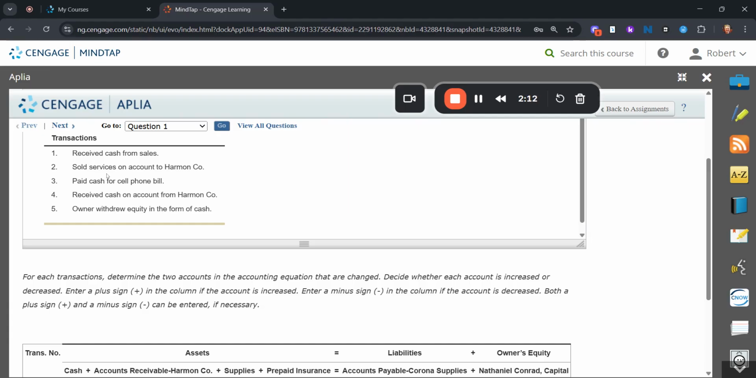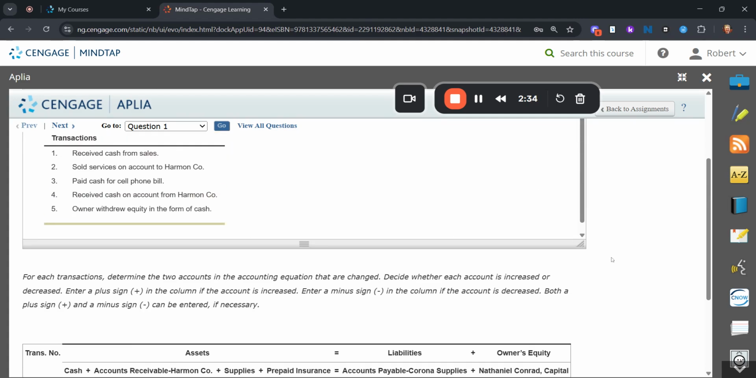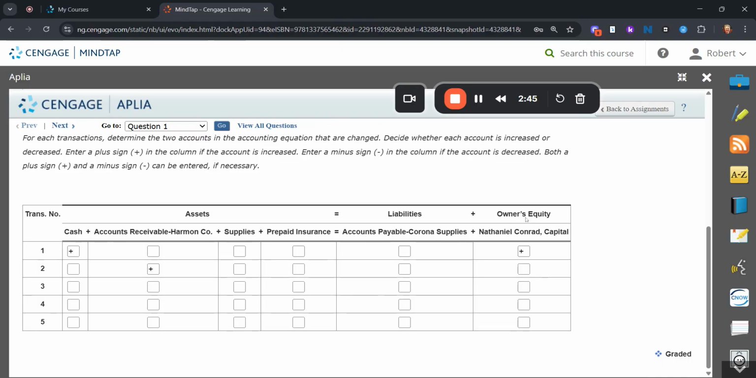So the amount of the sale, sold services, whatever that amount is, that has increased the amount that Harmon Company now owes the business. So the amount that they owe has increased. So that's a plus sign. And just like the first one, this is a sale. This is sold services. So any sale is going to go under owner's equity. So we have a sale, so that increases owner's equity.